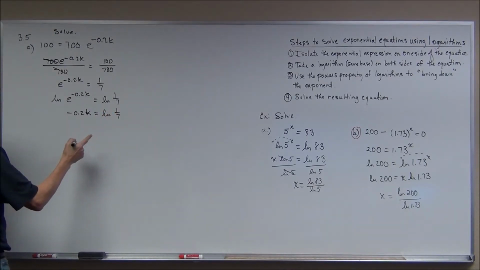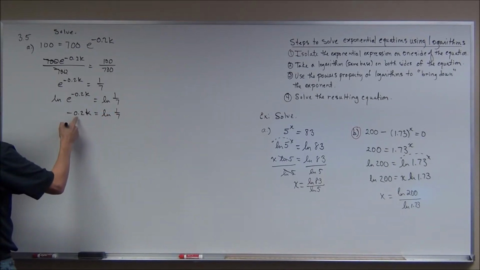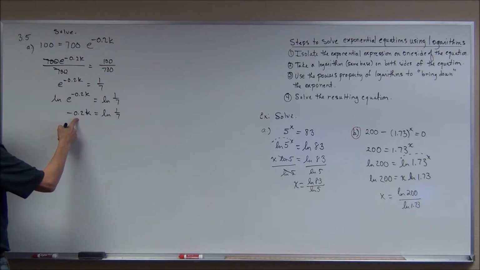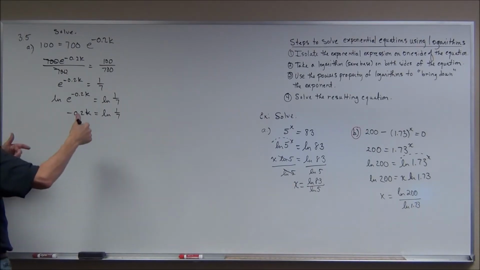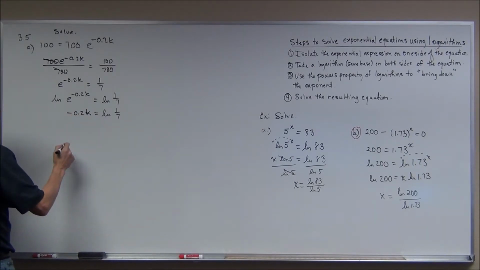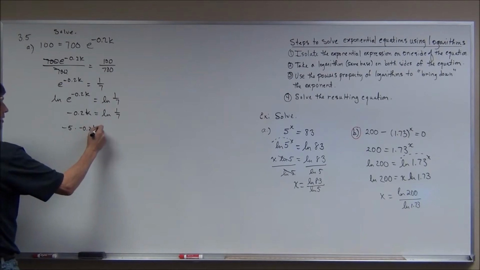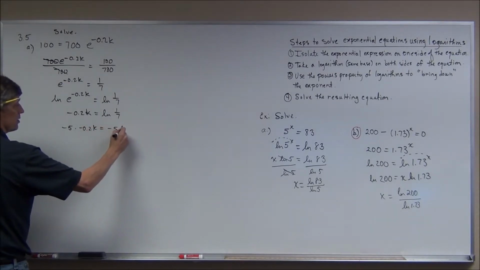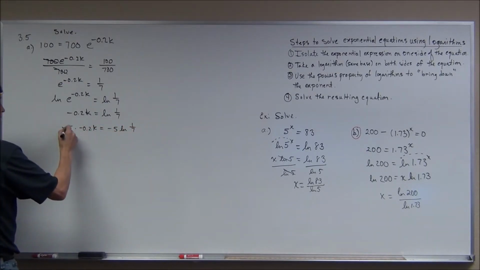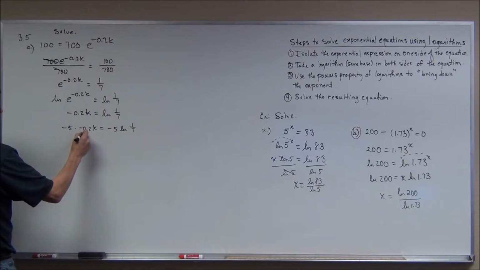So if I divide both sides by negative 0.2, which is the same thing as negative 1/5, it's like multiplying both sides by the reciprocal of negative 1/5, which is negative 5. Negative 5 times negative 0.2, which is negative 1/5, is positive 1.